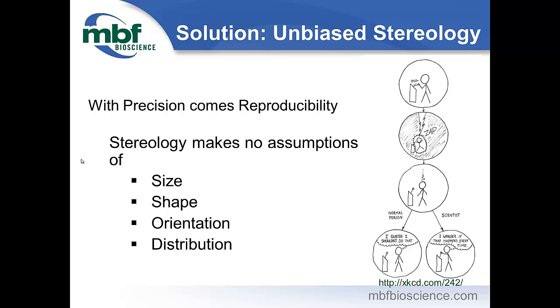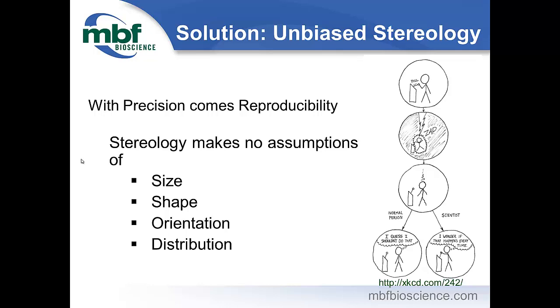Right, and stereology is a great quantification method because it makes no assumptions of the size, shape, orientation, or distribution of your feature of interest. And so that really removes that concern that the way that you're looking at your object or your feature is in some way having an impact on the answer that you get.